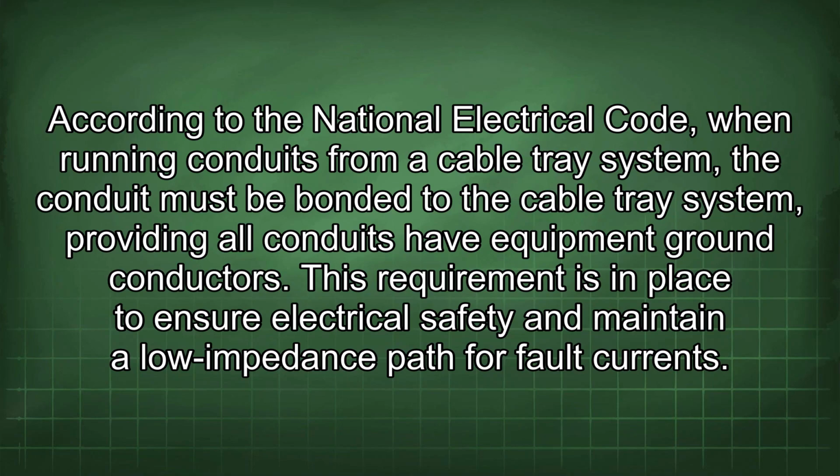According to the National Electrical Code, when running conduits from a cable tray system, the conduit must be bonded to the cable tray system, providing all conduits have equipment ground conductors. This requirement is in place to ensure electrical safety and maintain a low impedance path for fault currents.